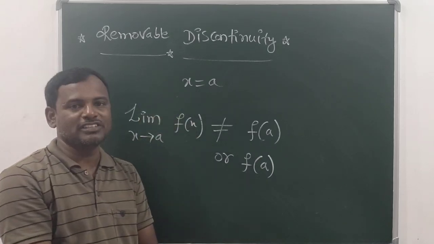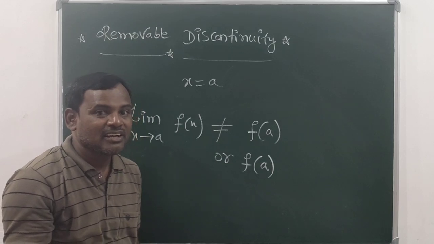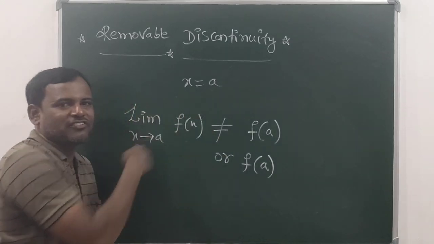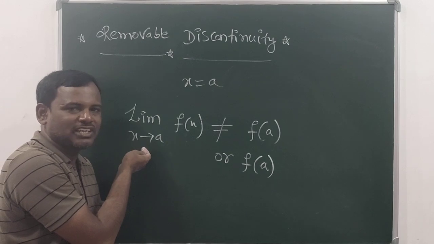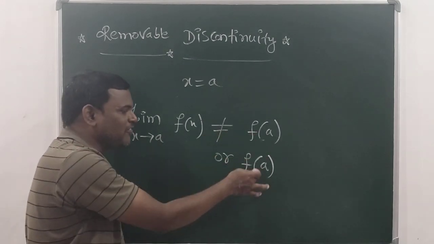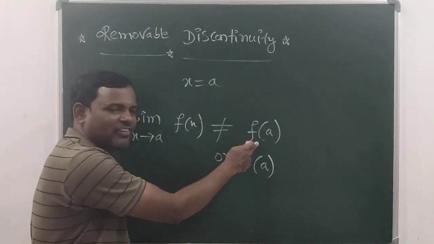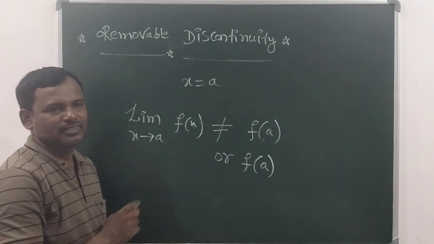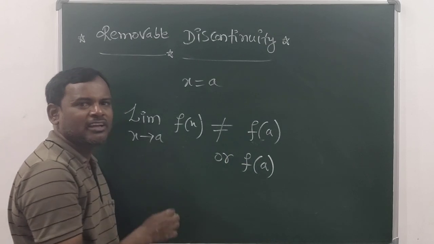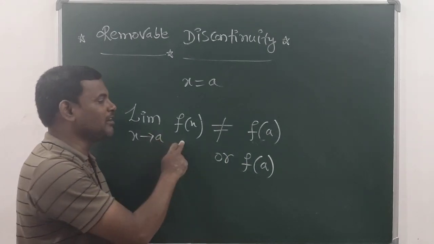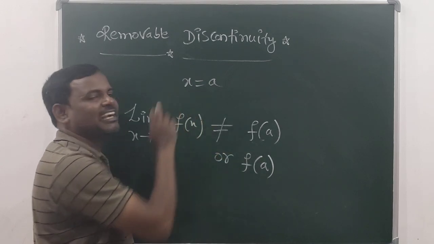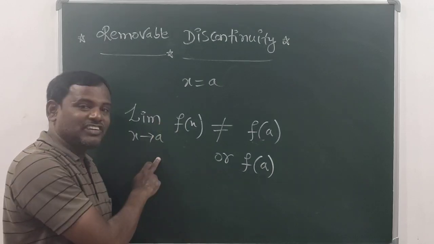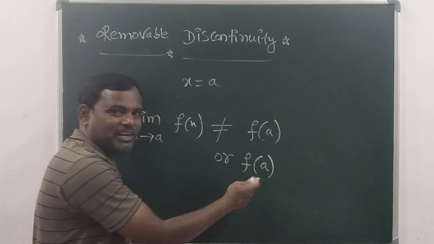In this removable discontinuity, what will happen? Function will be given to you, point will be given to you. There you would have to evaluate limit of the function. You know this procedure we prepared. Now prepare f of a. Okay, it may be defined, but both should not be equal. Then you can say that limit of the function does not exist at x equal to a. Or sometimes it is defined, but it may not be defined.